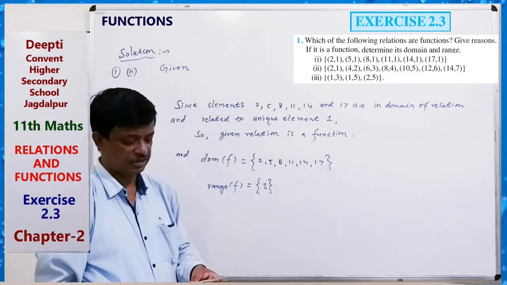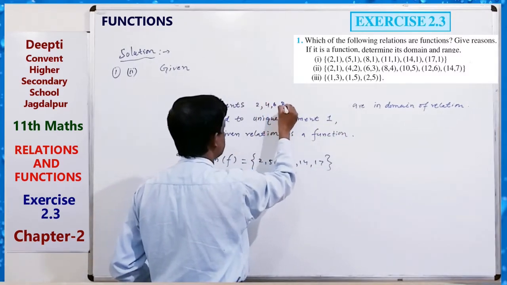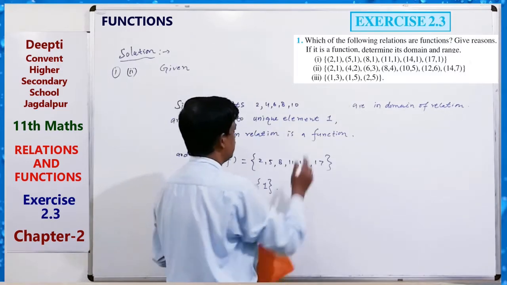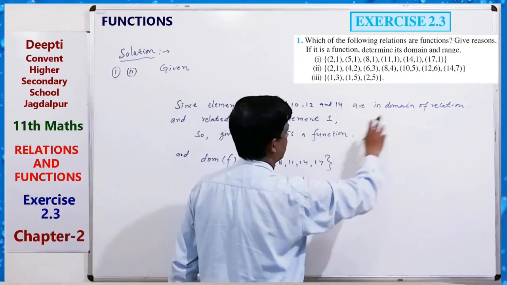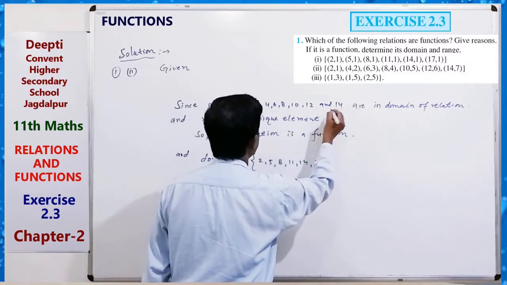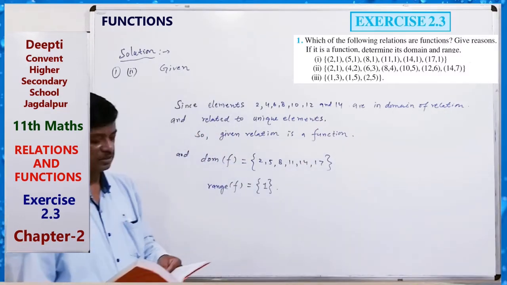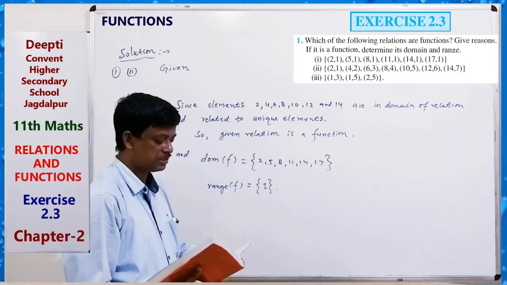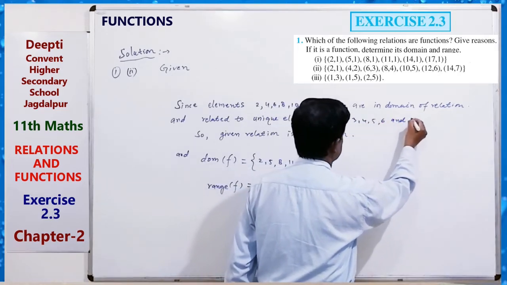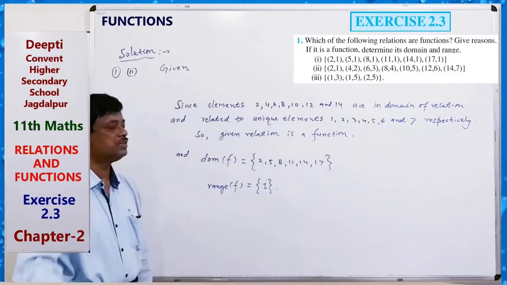Since the elements 2, 4, 6, 8, 10, 12 and 14 are in the domain of the relation and are related to unique elements, namely 1, 2, 3, 4, 5, 6 and 7 respectively, the given relation is a function.